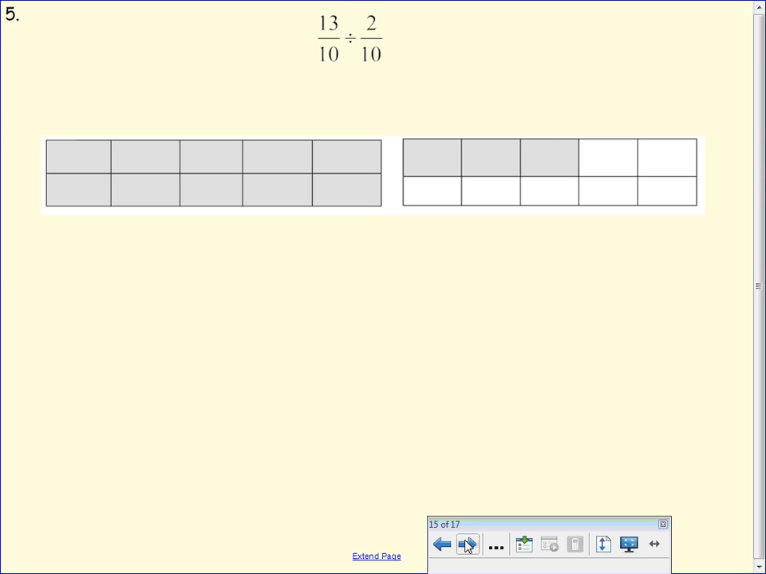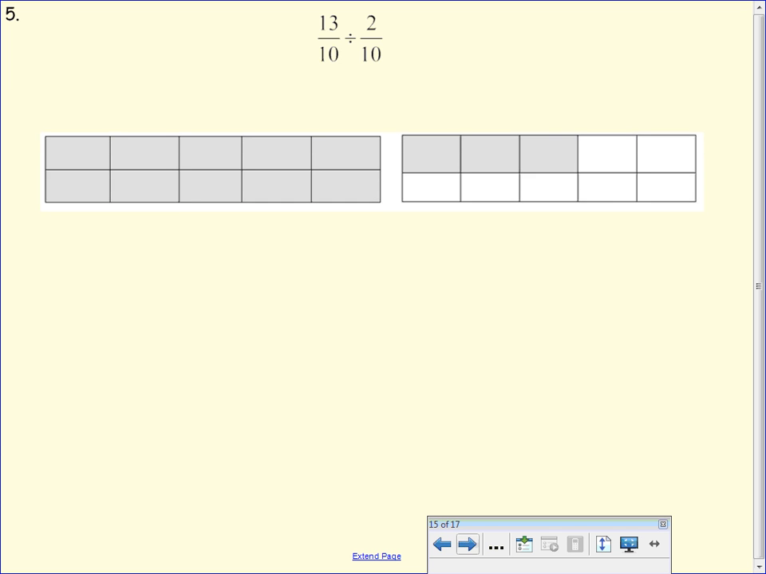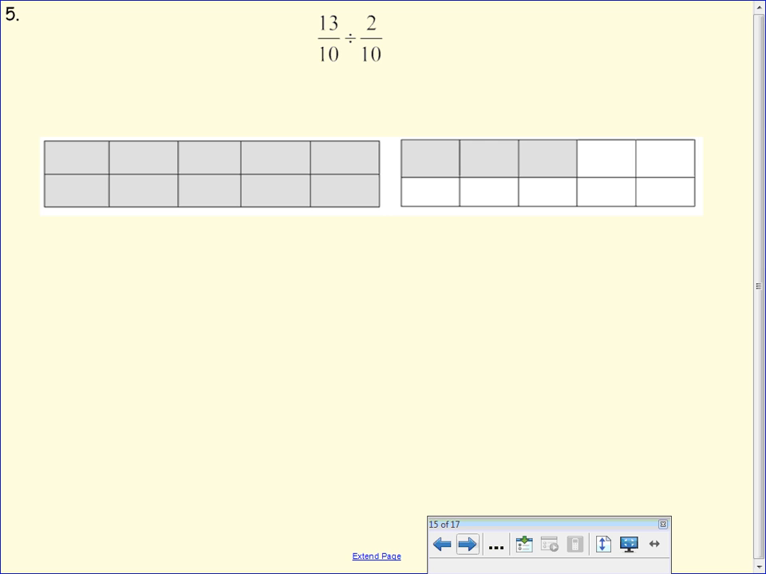Now let's take a look at number 5. We have another improper fraction. We have 13/10. So you have 2 options. We have our tape diagram. So I have 10/10 on my left and my extra 3/10 on my right. So I have 13 shaded in.